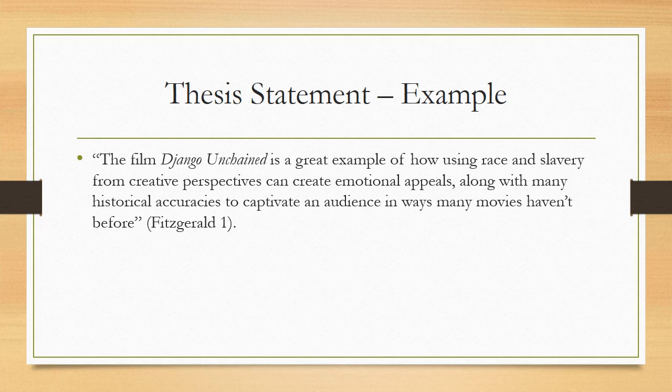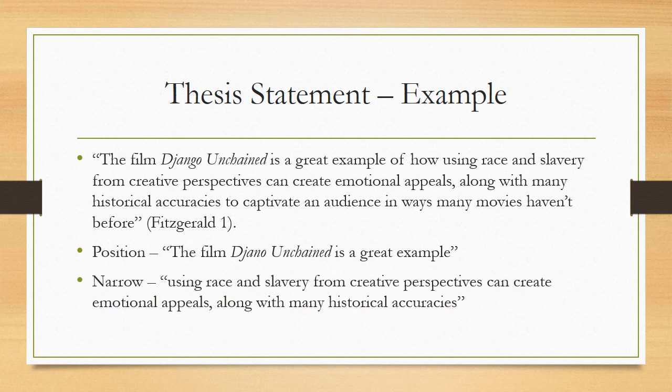Why is this a good thesis? Let's break it into pieces. It has the position. The film Django Unchained is a great example. So the student is taking a stance. The film does something effectively. What does it do? Here's the narrowing of the thesis, or giving the reason why. Using race and slavery from creative perspectives can create emotional appeals, along with many historical accuracies. So the student is saying the film takes a really unique stance on a difficult topic, and it does it through emotion and historical accuracy.